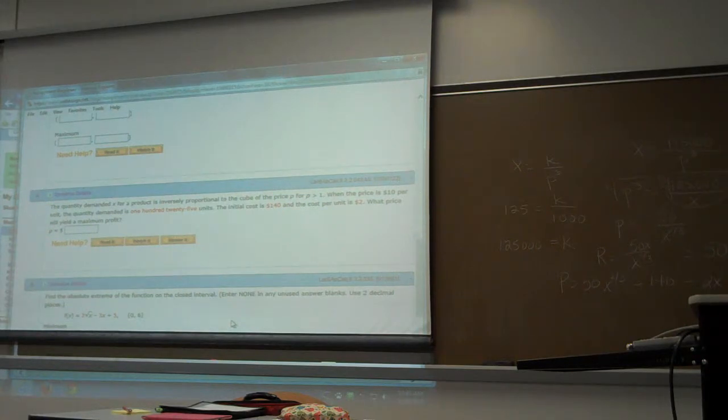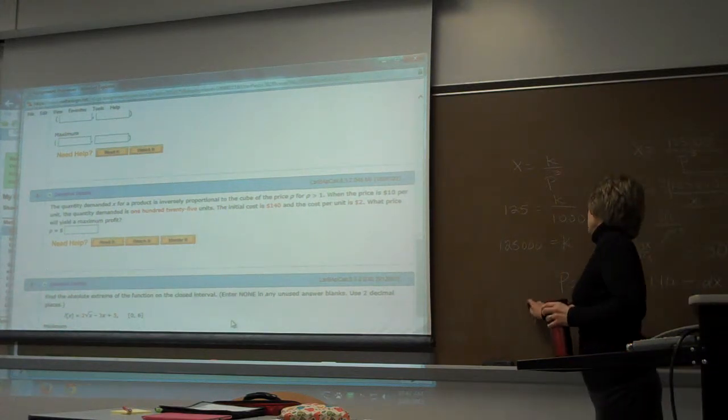Okay, so that's all chapter 2, writing a profit function from a demand function. So far so good? Okay, so chapter 3, maximize it. So I want to take the derivative.